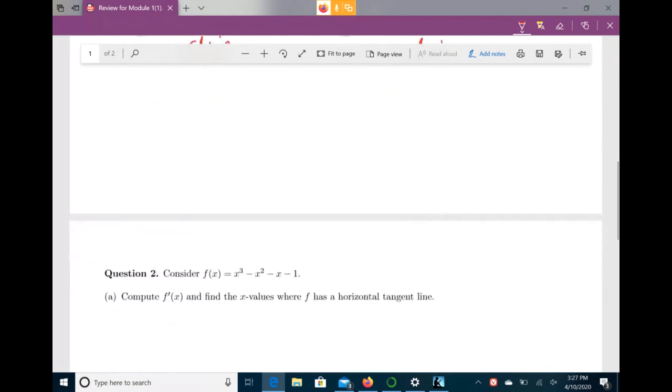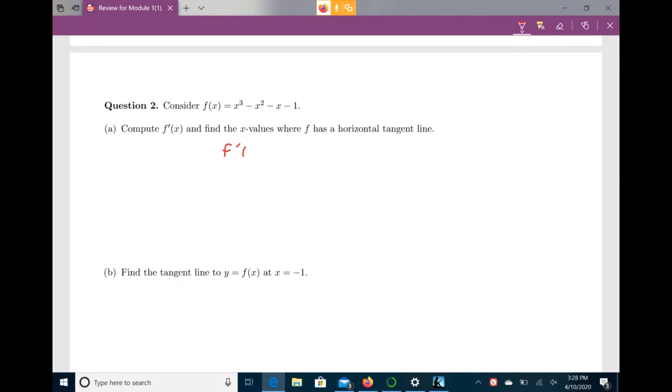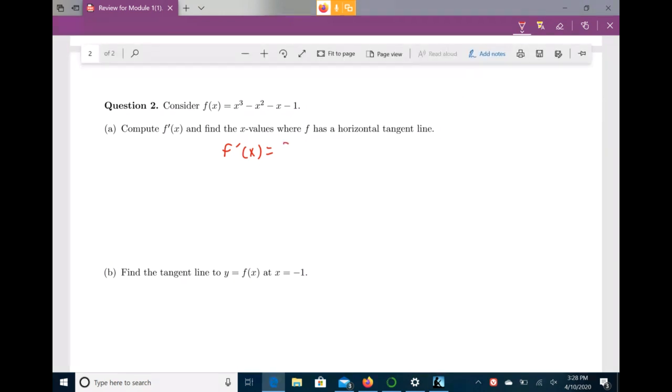All right, so in the interest of time, I do want to move on to these other problems. All right, so question 2 says, consider f of x, which is this polynomial, compute f prime and find the x values where f has a horizontal tangent line. Okay, so computing the derivative here is fairly straightforward. All right, so you just use the power rule, right? So you get 3x squared minus 2x minus 1.